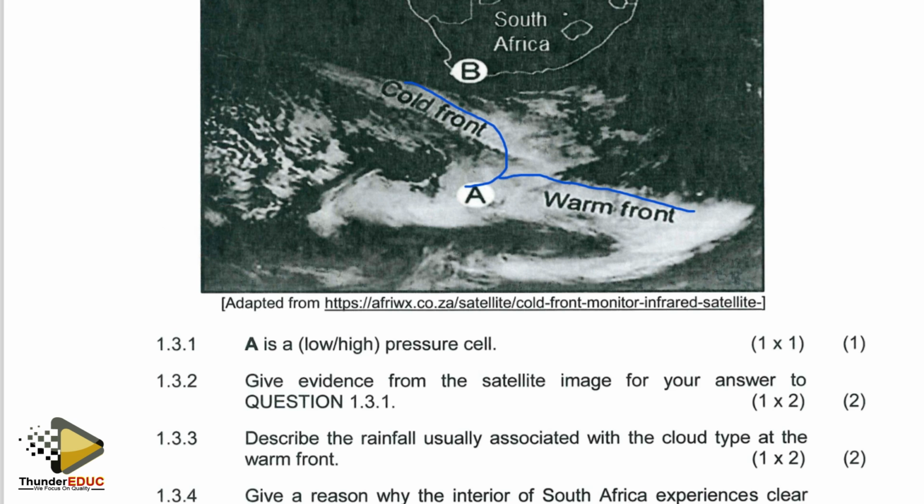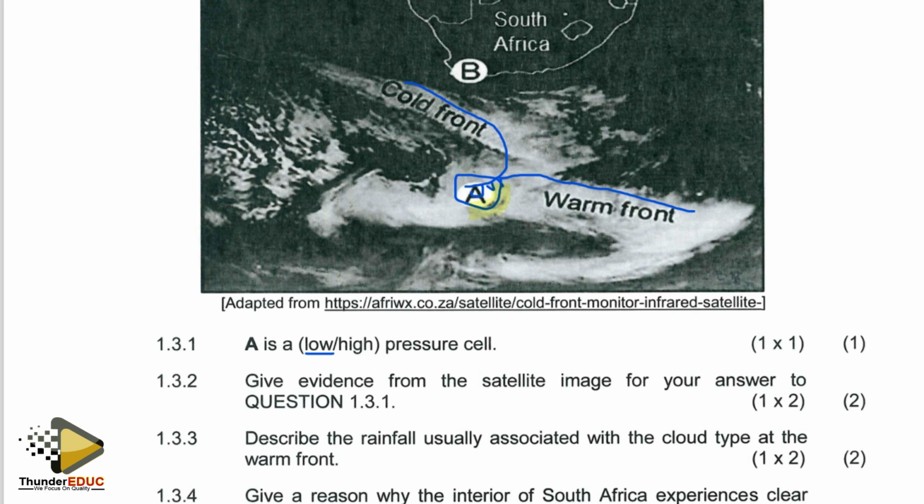So what is happening here is the area A, which is marked here, is falling at an area where the cold front has caught up with the warm front. In this instance, we might be having an occlusion at this particular part of the weather system. So the pressure system that develops here, where the cold front has caught up with the warm front, is a low pressure. That is the correct response for that question.